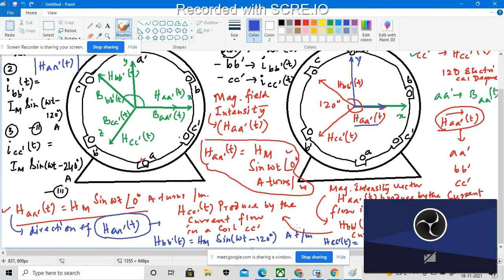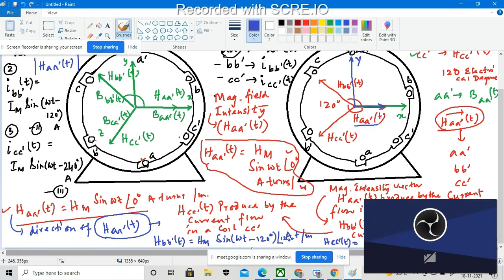Yes, sir. Okay, but we have to consider the angle also over here. This will be 120 degree apart angle. This will be an angle of 240 degree apart, ampere turns per meter. Okay, so that is actually the three equations, the magnetic field intensity vectors. So these are the magnetic field intensity equations for the coils of CC dash, and for the coils of B dash.